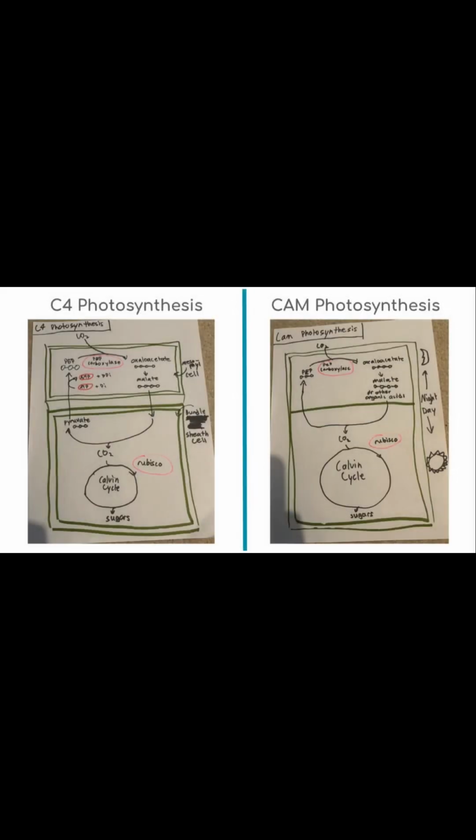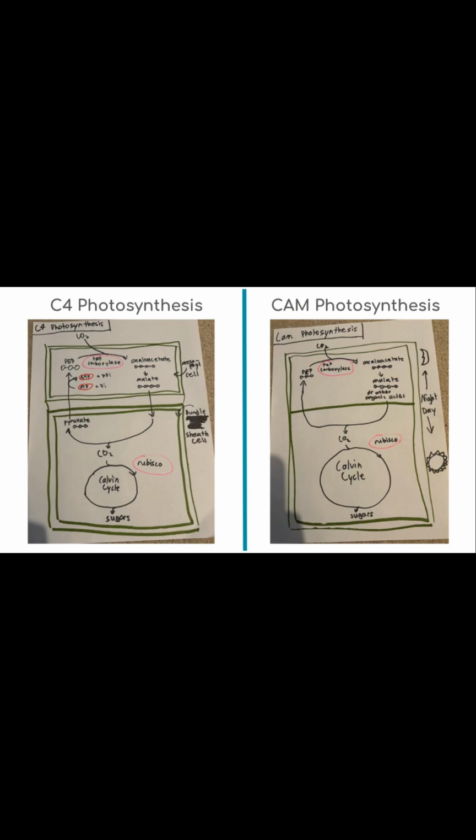C4 and CAM plants managing the heat. C4 and CAM plants have adapted to hot environments by storing carbon dioxide as malic acid for later use. They each have their own way of separating the light reactions from the Calvin cycle to avoid photorespiration.